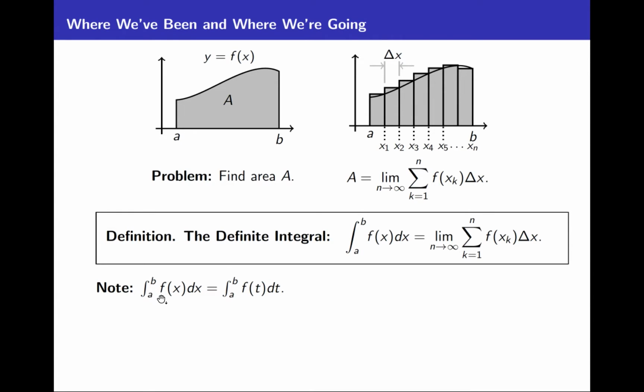The integral from a to b of f of x dx is exactly the same as the integral from a to b of f of t dt. It doesn't matter whether this variable is an x or a t or a y or a z. The definite integral is going to be the same. So we tend to say that x and t are so-called dummy variables. They're there because they're part of the notation, but it doesn't matter what variable we use. The definite integral is always the same number.